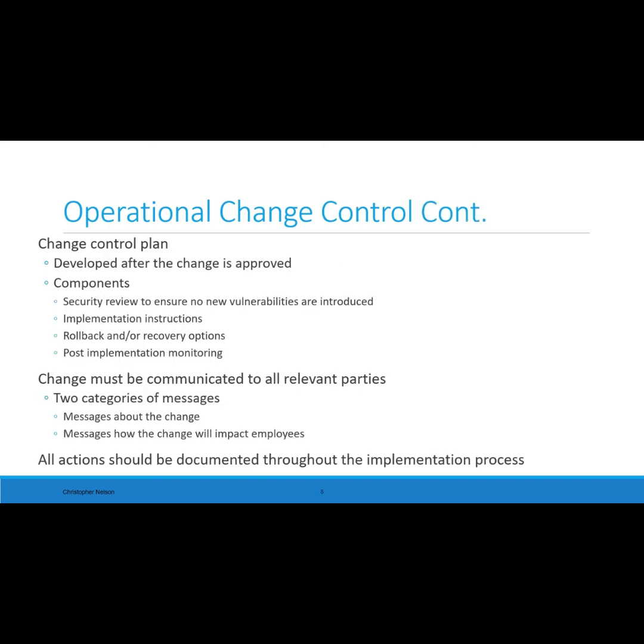A change control plan is developed after the change is approved. The components include a security review to ensure no new vulnerabilities are introduced, implementation instructions, rollback and/or recovery options, and the post-implementation monitoring. Change must be communicated to all relevant parties. Two categories of messages: messages about the change and messages about how the change will impact employees. All actions should be documented throughout the implementation process.